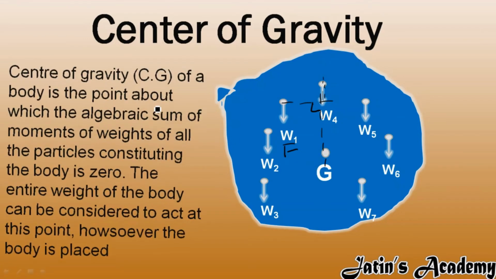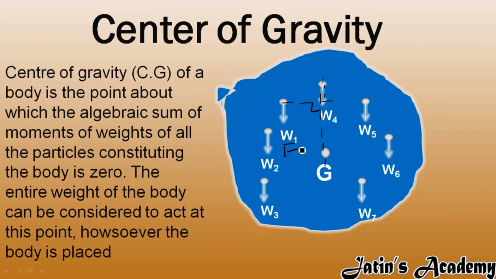The center of gravity of a body is a point about which the algebraic sum of moments of weight of all the particles constituting the body is 0. This point is very important. It means that each and every particle is creating some moment of force, which is clockwise or anti-clockwise, and the sum of all moments present inside the body about that point must be 0.